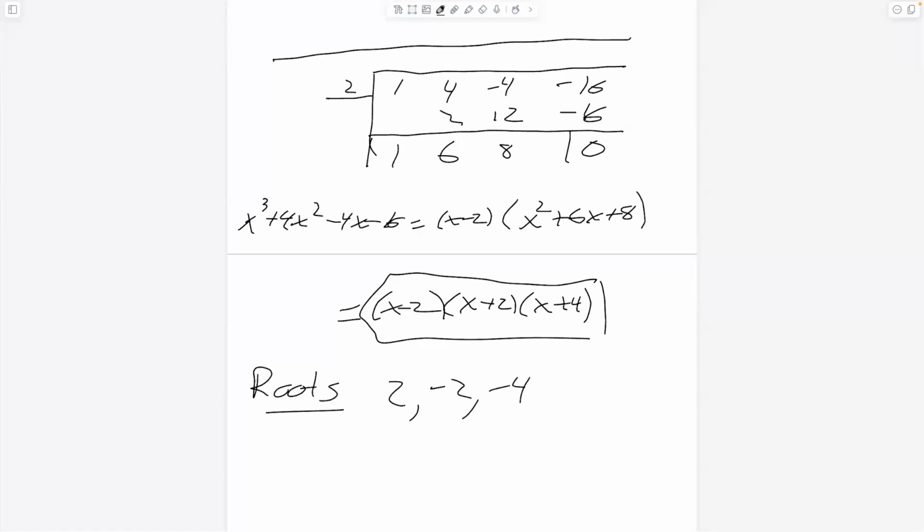Because if I plug in -2, -2 plus 2 is 0. If I plug in -4, -4 plus 4 is 0. And that's a good place to stop.